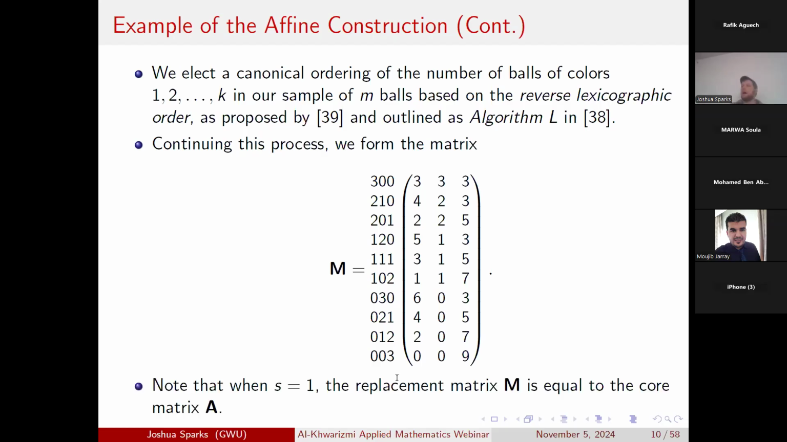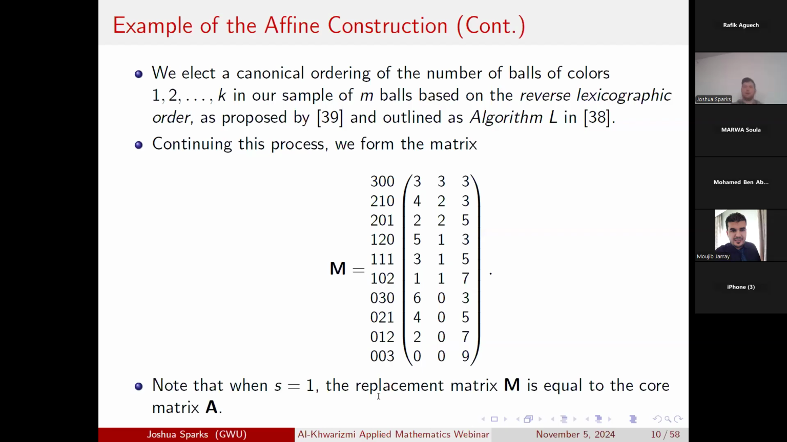And when S is 1, the replacement matrix becomes just equal to the core matrix. So when S is 1, all these values are just 0, 0, 1, 0, 1, 0, 1, 0, 0, and all the other rows in between collapse on themselves. So really, when I talk about these affine urn models, I'm also talking about their traditional S equals 1 case that comes through.